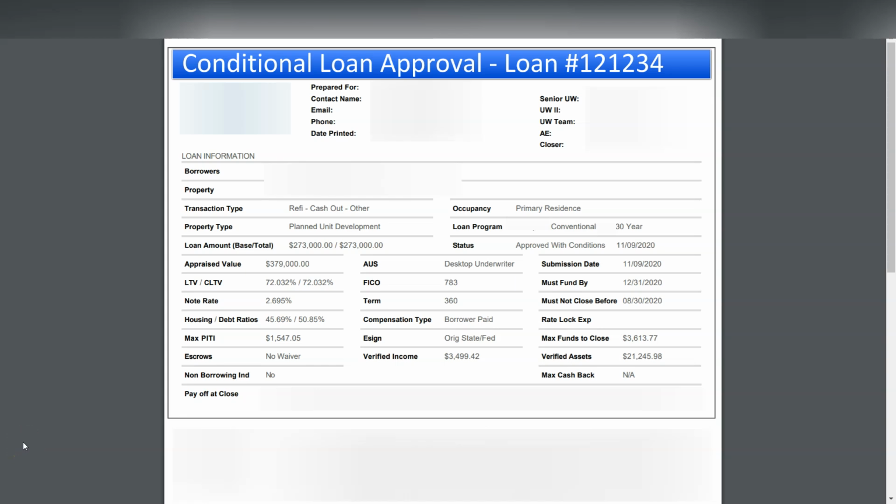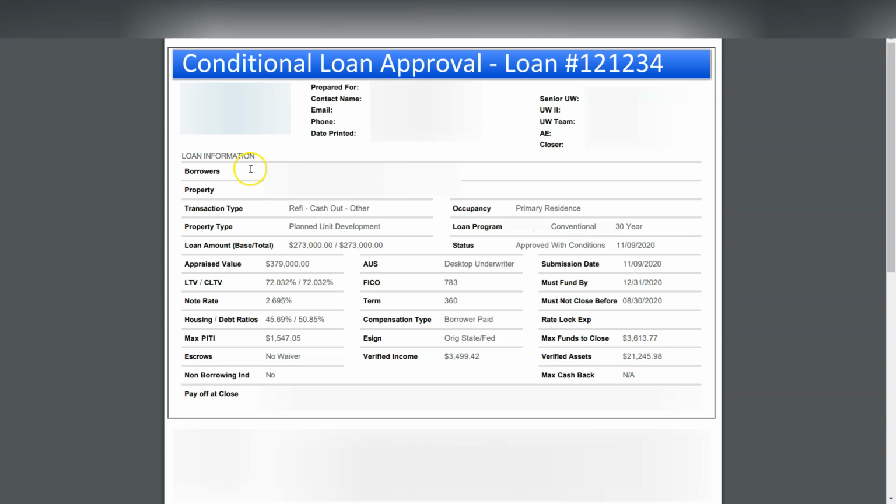Let's go over the very first example of a conditional loan approval. All the way on the top, you're going to see that it says loan approval conditions. Below that, it'll have the lender's name. It'll have the mortgage company. If there's a mortgage company, it'll have their contact person, the email address, phone number, and the date in which it was issued. Over on the right, it should include the contact information for the underwriter or the team of underwriters, as well as your account executive and the closer.